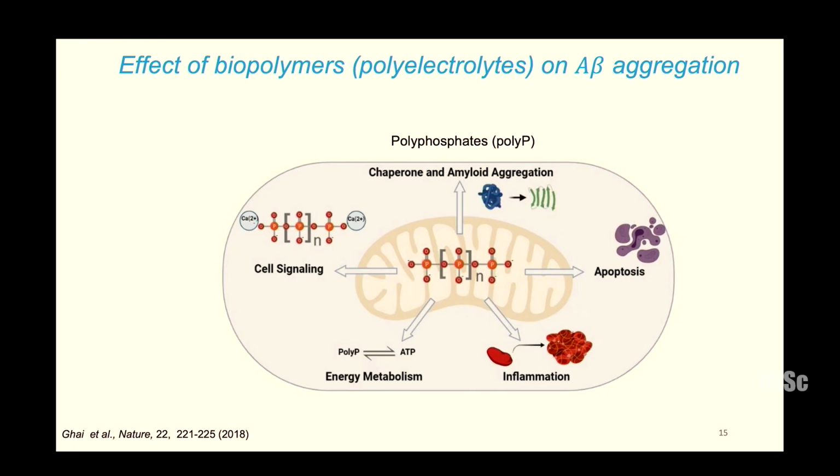Now, coming to the effect of biopolymers on aggregation, we were interested in polyphosphate. Polyphosphate is implicated in many important biophysical systems, like cell signaling, cell death, inflammation, and even energy metabolism and so on. So it's a very common workhorse in our body. Polyphosphate does many such jobs, and we were interested to see how these polymers might interfere, again from an in vitro point of view.